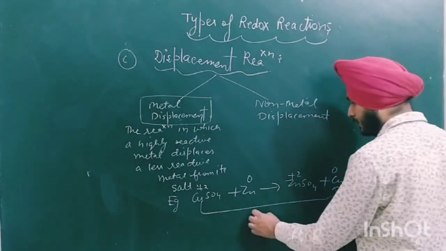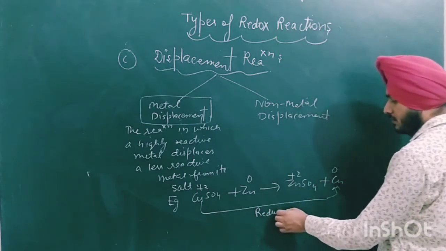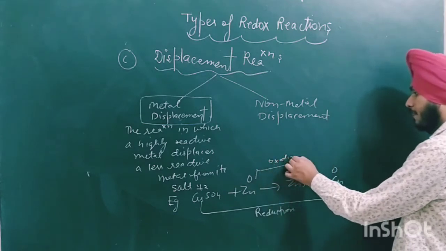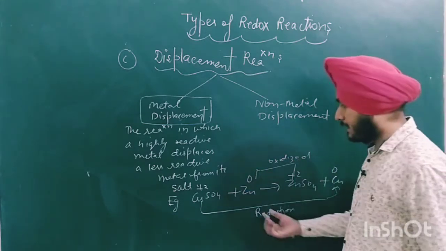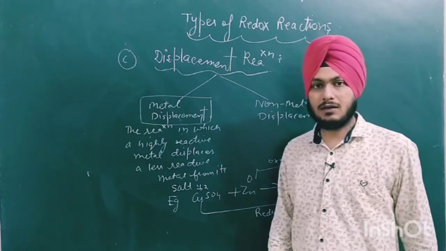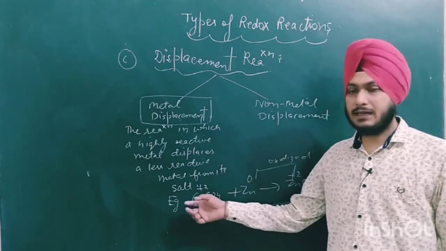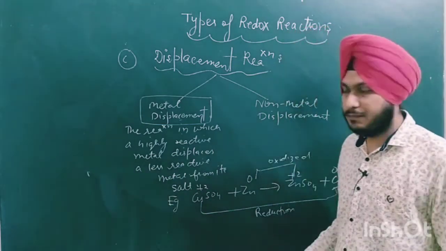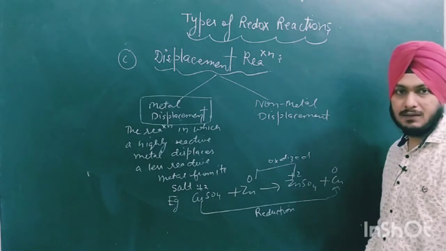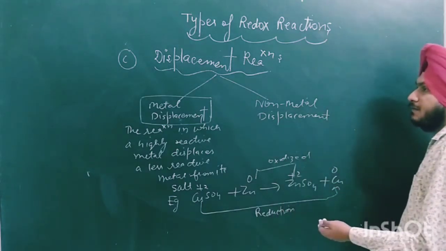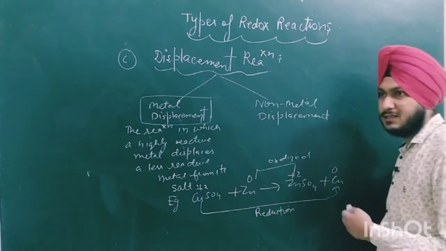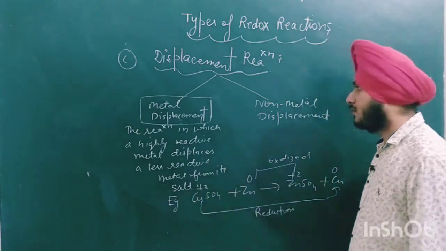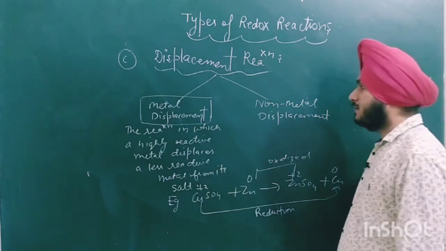So reduction of copper takes place. Copper is getting reduced, and zinc is getting oxidized. Here the zinc is acting as a very good reducing agent for copper, and copper sulfate is acting as an oxidizing agent for the zinc. We have a lot of examples of this type, for example magnesium reacting with aluminium and displacing it.